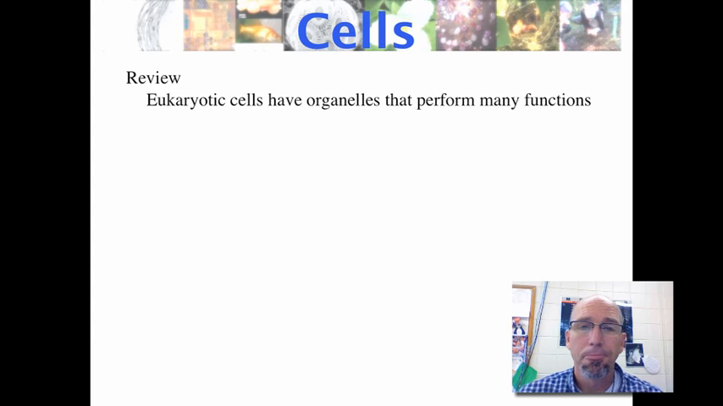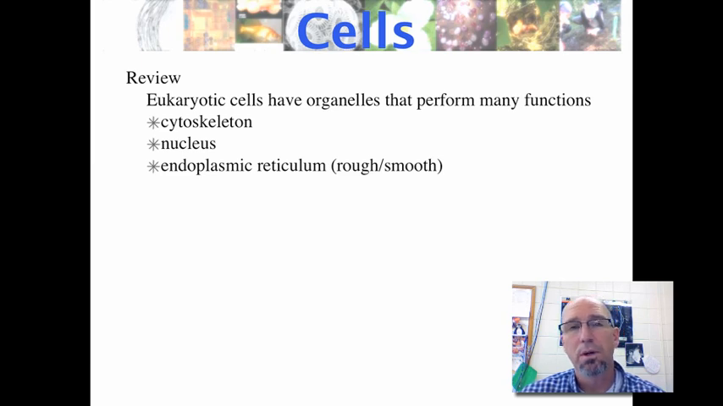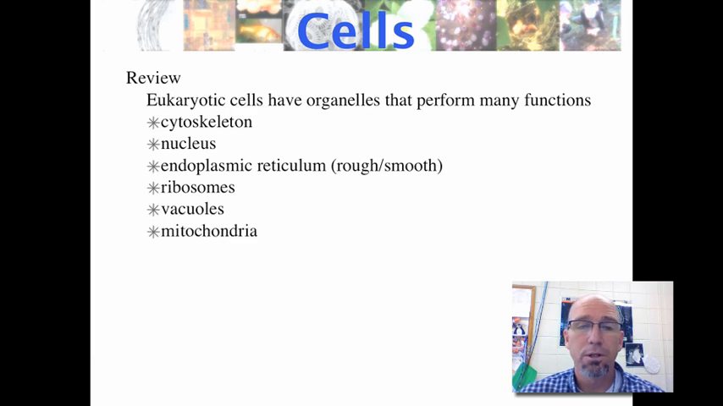All right, just a quick review. Organelles are structures inside of cells that perform many functions. Prokaryotes don't have organelles. The cytoskeleton is involved in movement, support. Nucleus has the genetic information to make proteins. Endoplasmic reticulum is involved in transport and making proteins. Ribosomes build proteins. They take amino acids, slap them together, build a polypeptide chain, which turns into protein. Vacuoles store things like water and salts and nutrients. Mitochondria takes chemical energy and turns it into energy that cells can use, a different kind of chemical energy.